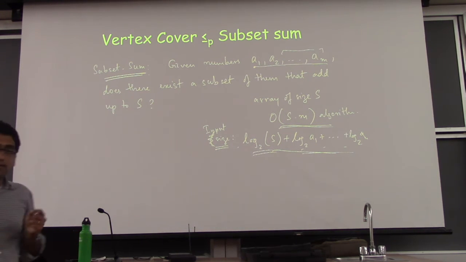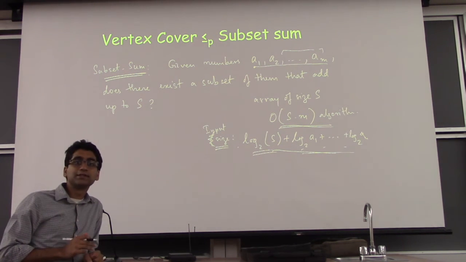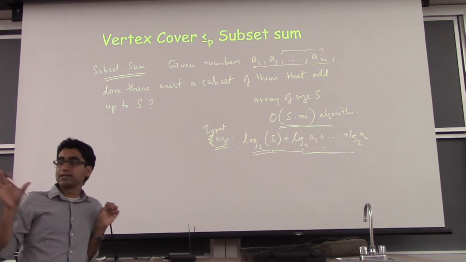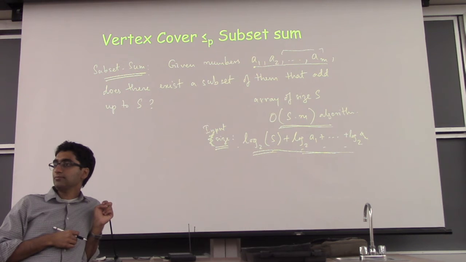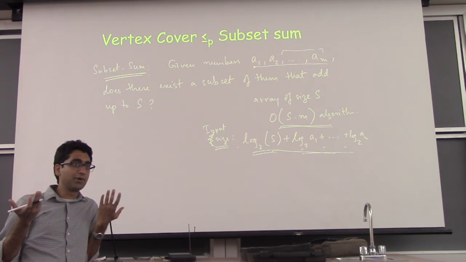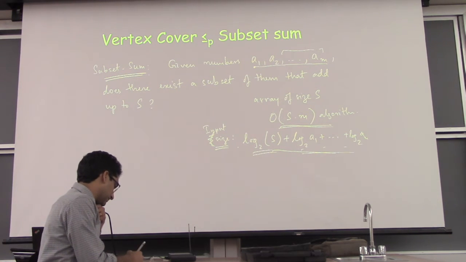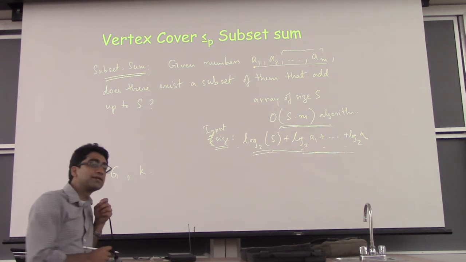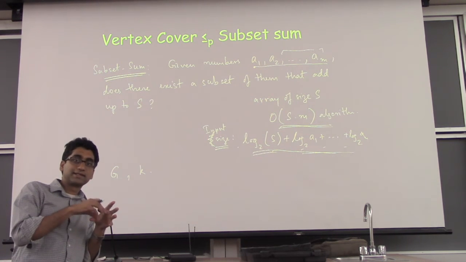Again, to prove this, what you have to do is start with an instance of vertex cover and come up with an instance of subset sum. Note that these are seemingly very different looking problems. One is you have a graph G and you have some K, and the question is: is there a vertex cover of size K?